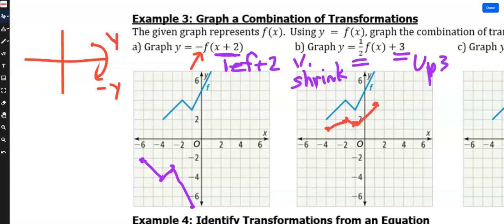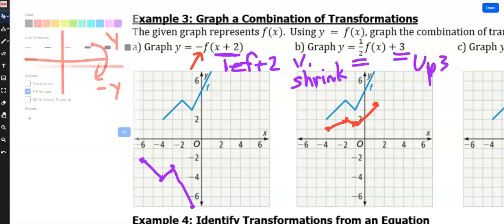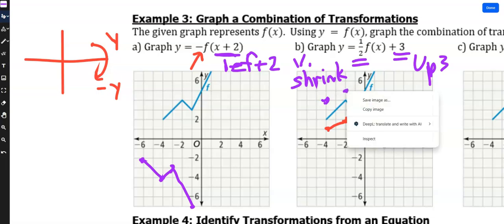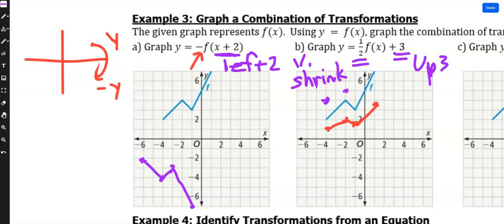So there we've got our vertical shrinking going on. And now we're going to go up 3 with that. So every point just slides up 3. We got one right there. One right there. Oh, come on. I don't want to add an image. And then that one goes up 3. 1, 2, 3. And then that one goes up 1, 2, 3.